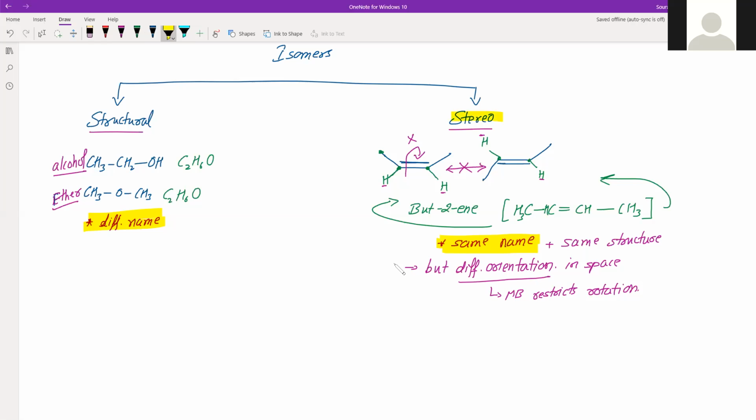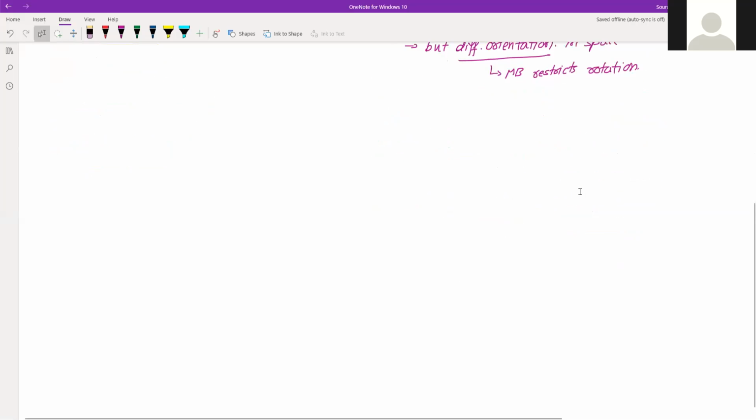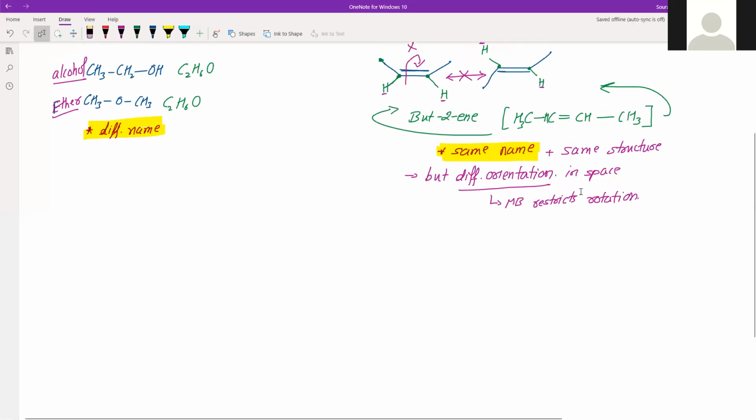So we have now stereoisomers and structural isomers. Structural isomers will be totally different. As you can see here, they have different names and obviously different structures. But in stereoisomers, you have the same structure but different orientation. So that is the major difference between these two categories.